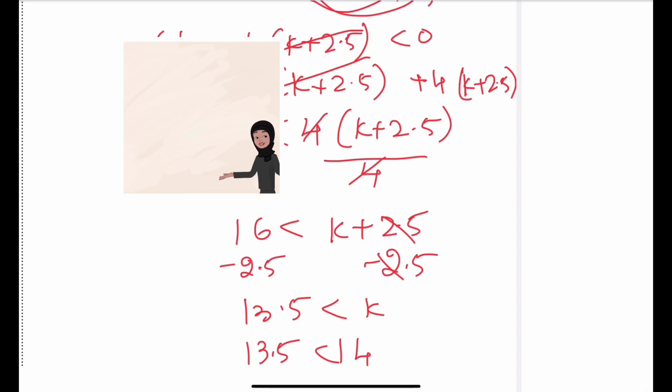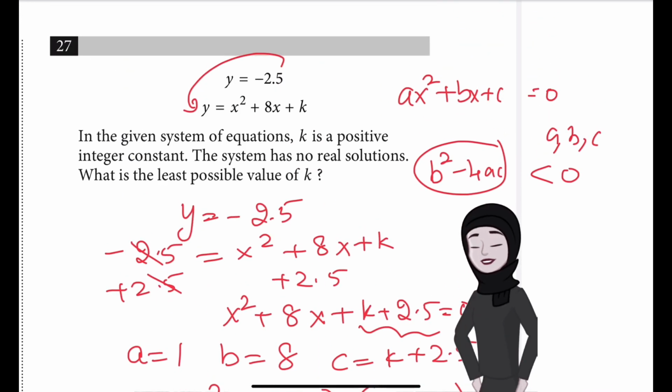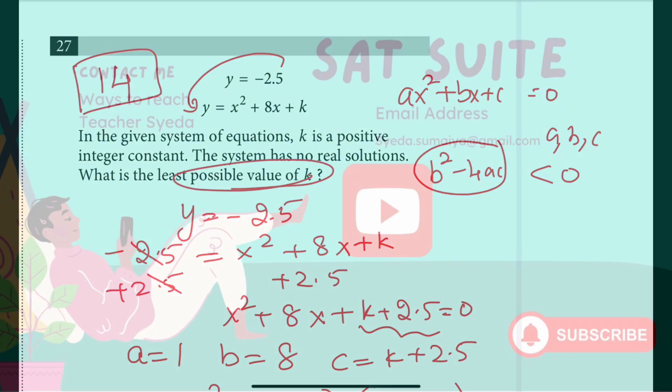We know that 13.5 is less than 14. It's also less than 15, 16, 17. But which is the least possible value? The least possible is 14. So therefore for number 27, the least possible value of k would be 14. This is what you have to grid in.